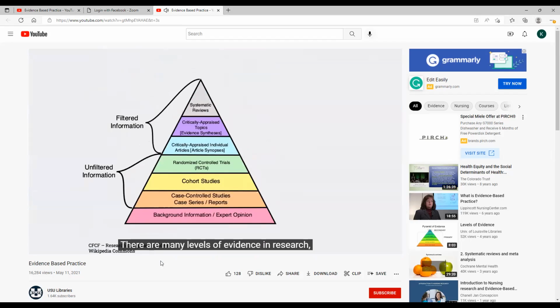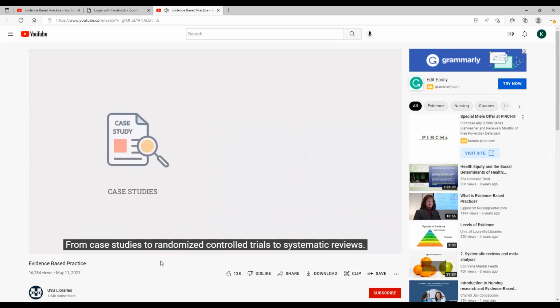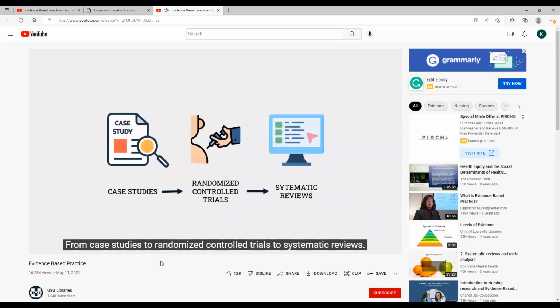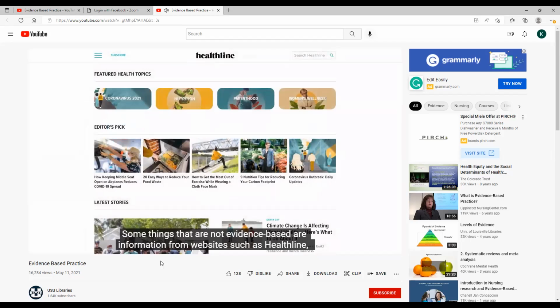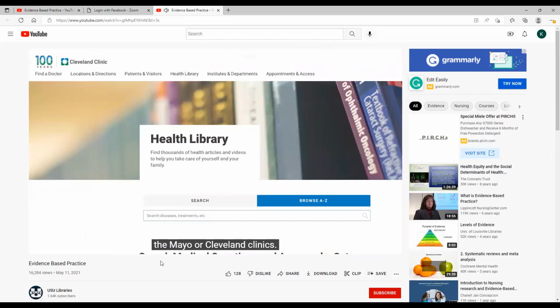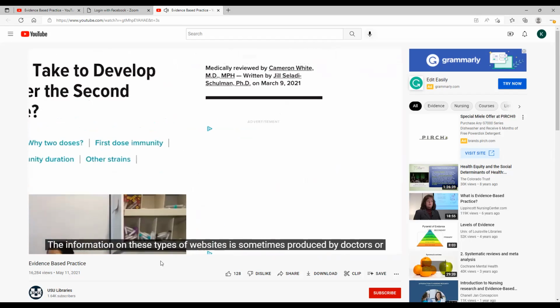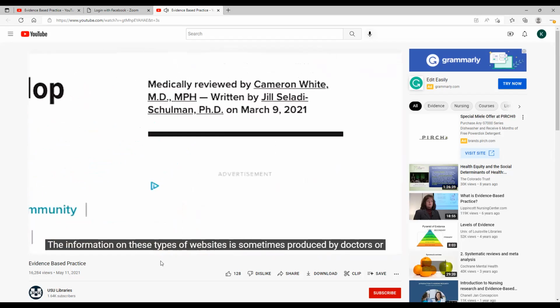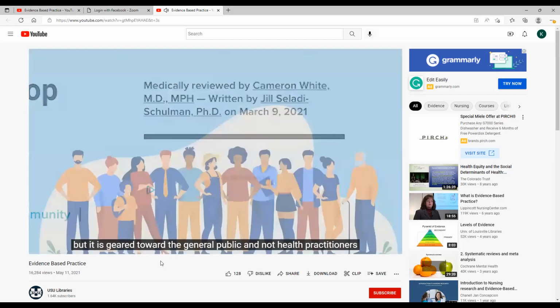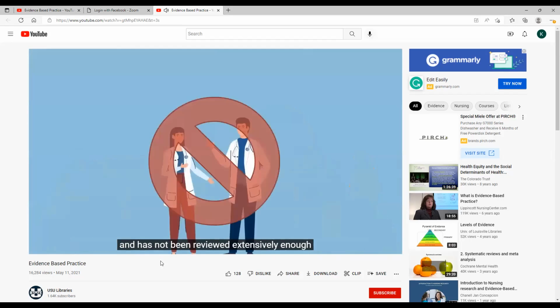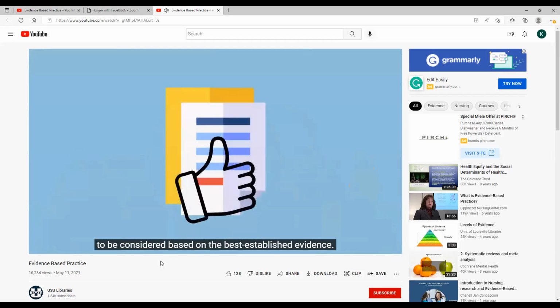There are many levels of evidence in research based on how rigorous a study is. The studies become more rigorous and reliable or use the highest level of evidence as you move up the evidence pyramid, from case studies to randomized control trials to systematic reviews. Some things that are not evidence-based are information from websites such as Healthline, the Mayo, or Cleveland clinics. The information on these types of websites is sometimes produced by doctors or others working in healthcare, but is geared toward the general public and not health practitioners, and it has not been reviewed extensively enough to be considered based on the best established evidence.